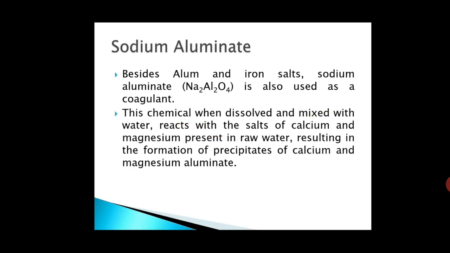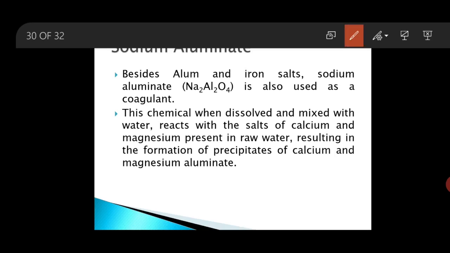Next we will discuss the next coagulant, that is sodium aluminate. Sodium aluminate is also used as a coagulant and its chemical formula is Na2Al2O4. When this chemical is dissolved and mixed with water, it reacts with the salts of calcium and magnesium present in raw water, and it forms calcium and magnesium aluminate.